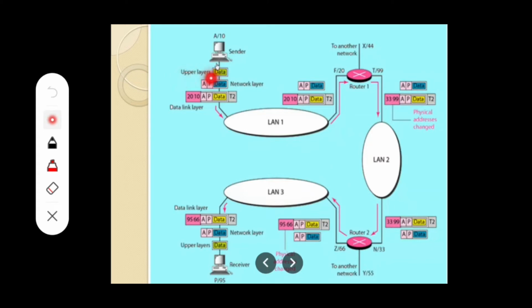Okay, first here the IP address is given. Okay, when it reaches the network layer, he will append the MAC address of the neighboring routers or the host. This is the purpose. This is how it is going.